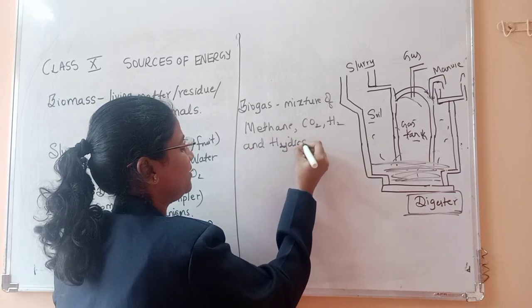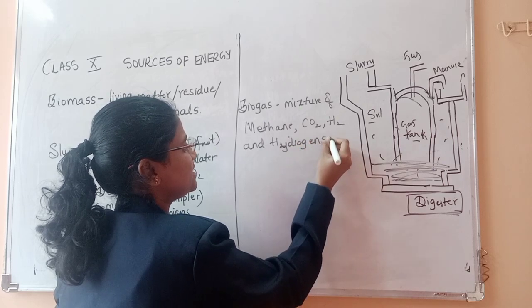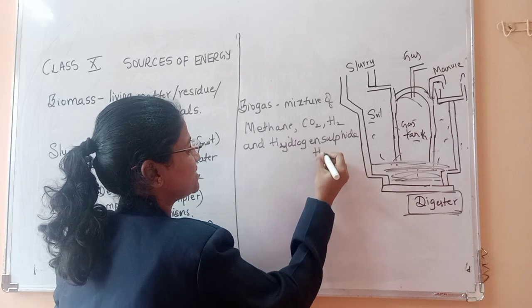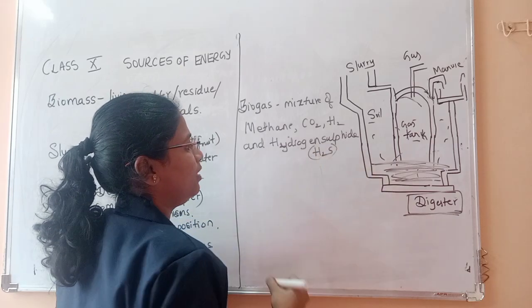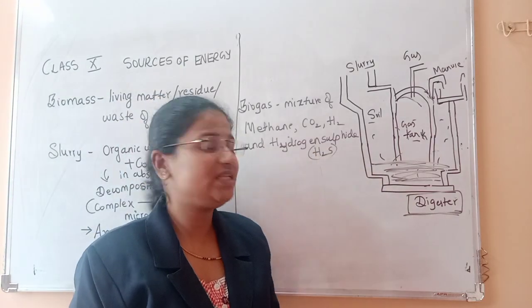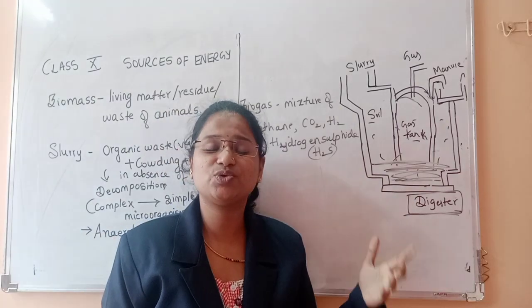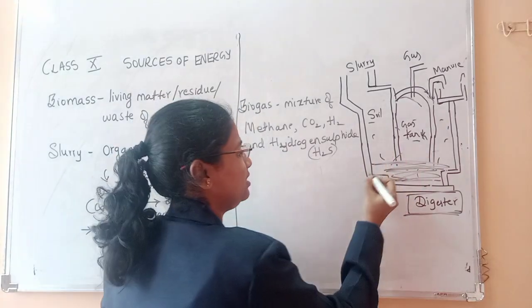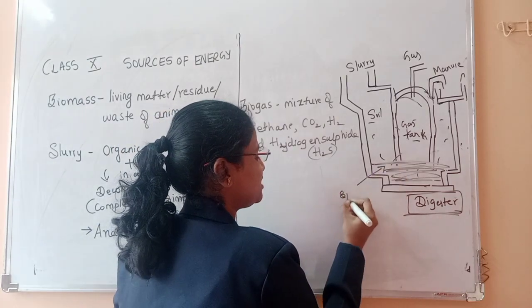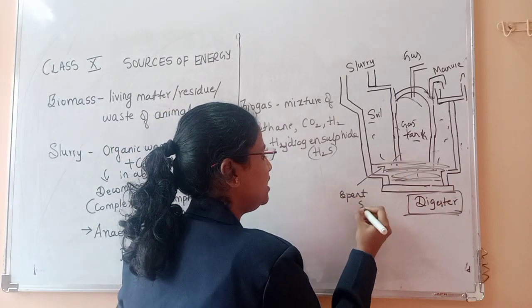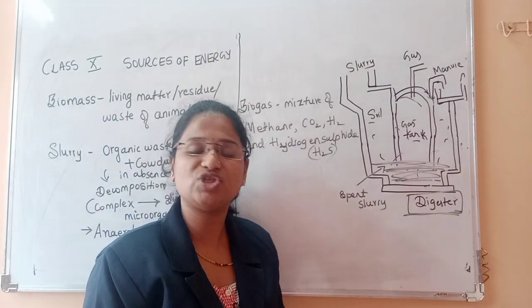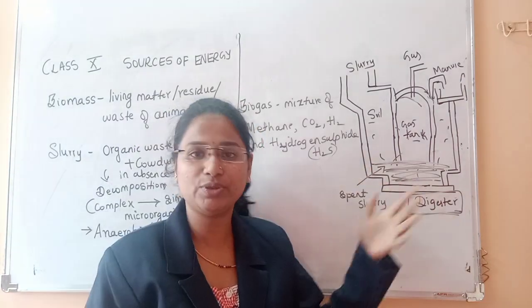Hydrogen sulfide. So all these gases form the biogas. And the remaining decomposed substances are called spent slurry. Why is it called spent slurry? Because the slurry is already decomposed. No more decomposition occurs, and no more gas will be produced there.